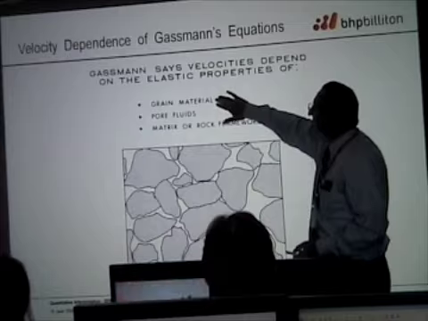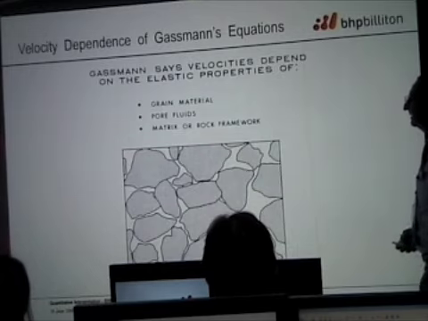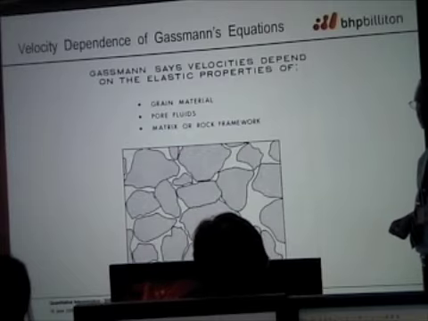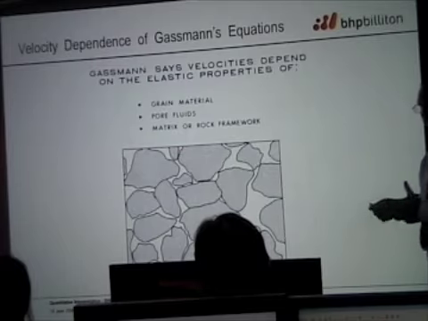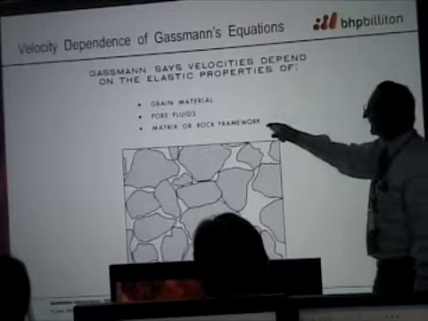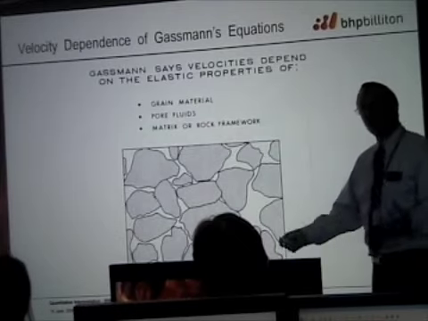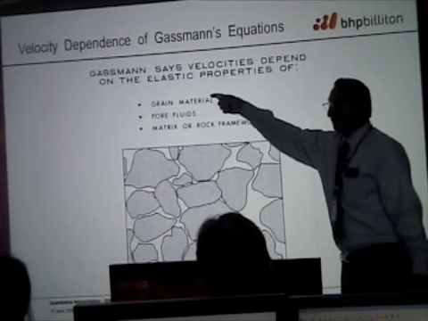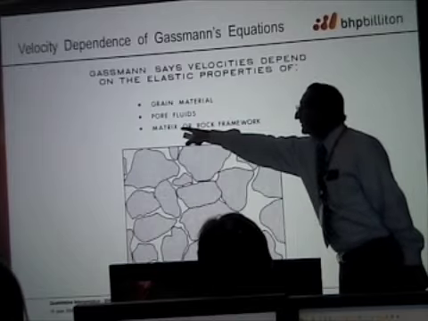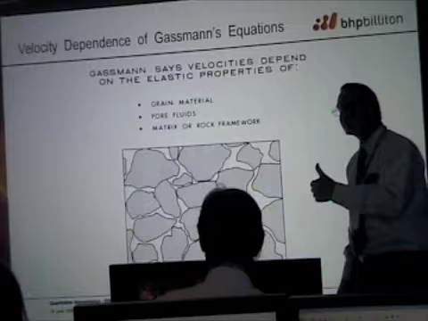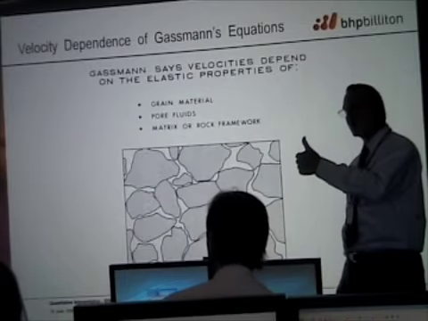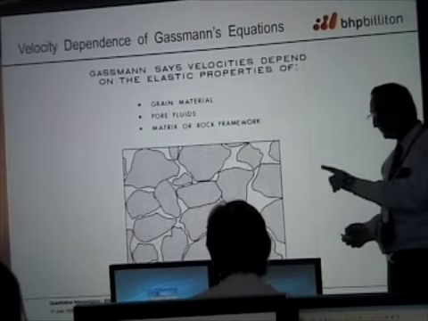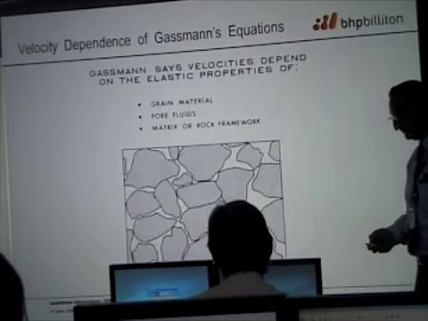But the Gassmann equation, which you're going to see in a moment, his result was that the velocities depend on the elastic properties of the grain material, which I call solid material. They depend on the elastic properties of the pore fluids. Gee, what did we just get done saying experimentally? Those two are compositions. And they depend on the properties of the matrix or rock framework, explicitly on porosity, and also indirectly on porosity as well. The stress dependence I'm going to leave open for the time being. I'll come back to it in a little bit.